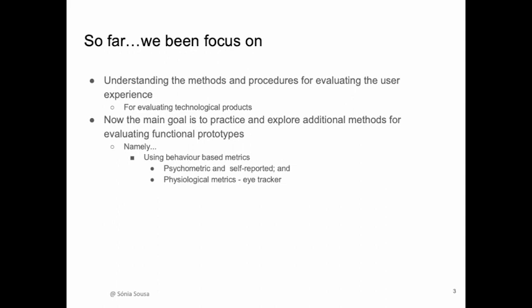You can use metrics to assess users' behavior from a physiological perspective. So you can measure body functions and reactions, but you can also use methods to measure perceptions of the user, so what they think, how they perceive the experience to be. And these are usually psychometric and self-reported metrics.